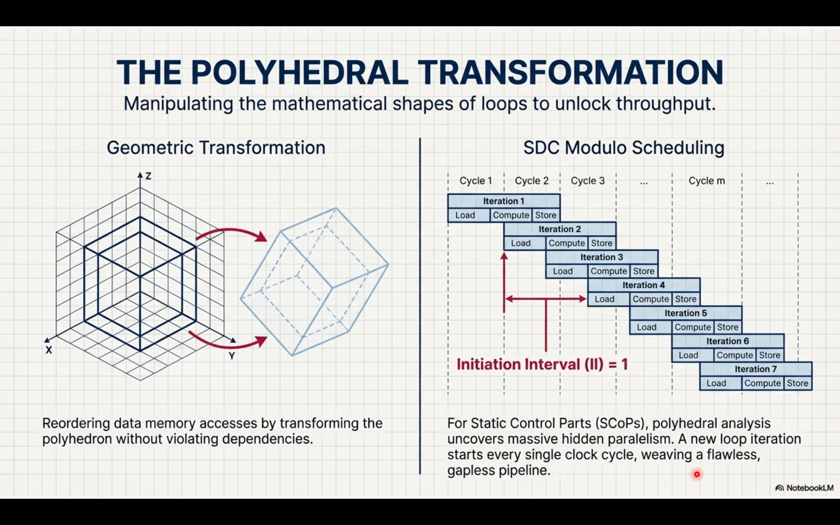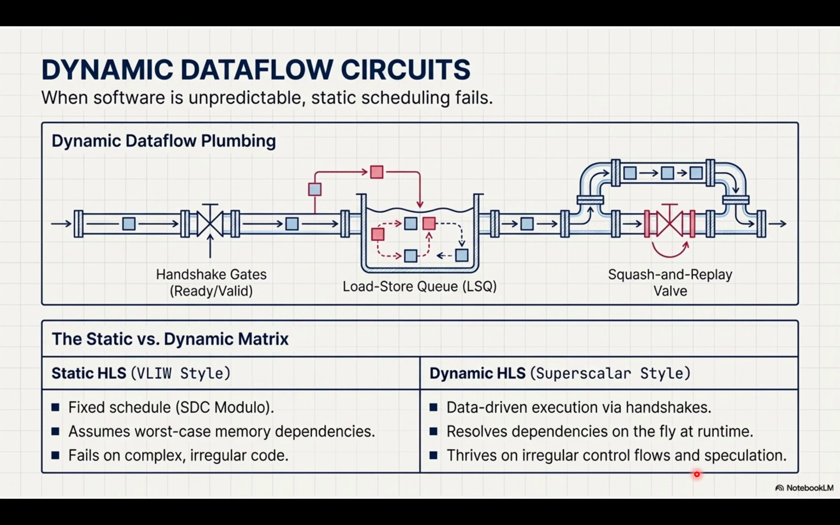That relies on predictability. What if the code has unpredictable memory accesses? What if things resolve dynamically at runtime? They used to completely break HLS. Static HLS acts like a VLIW processor. It plans a rigid schedule. If there's a chance of a memory conflict, it forces the hardware to stall. It just tanks the performance.